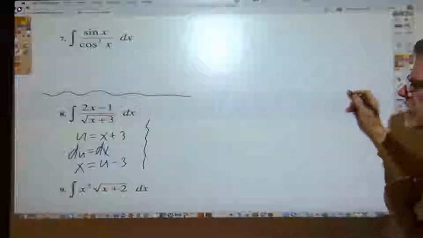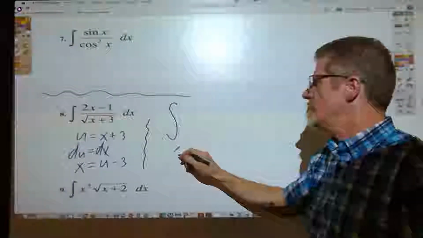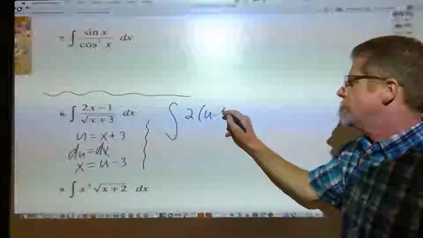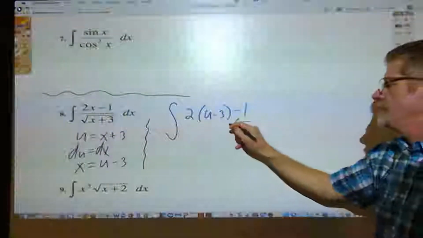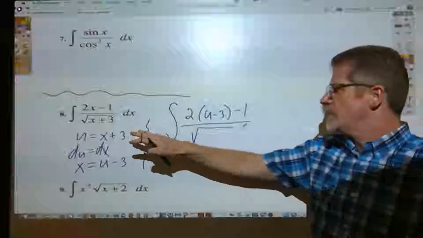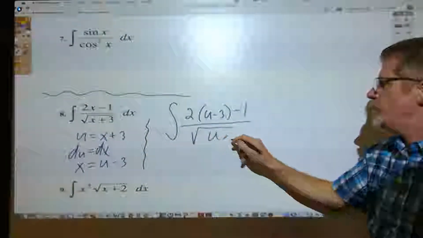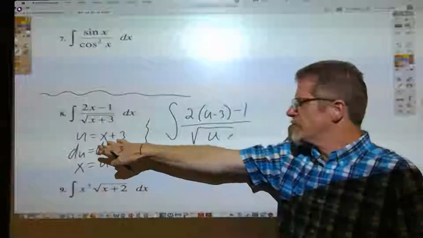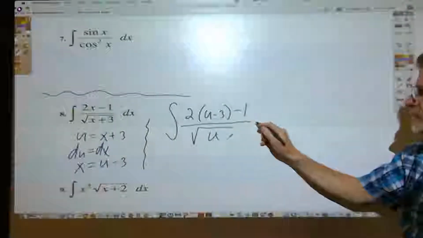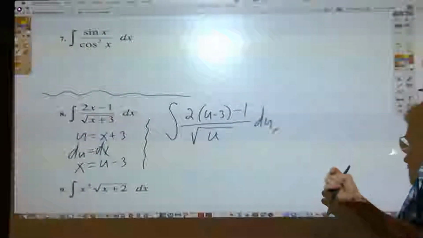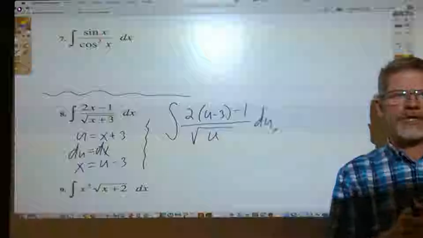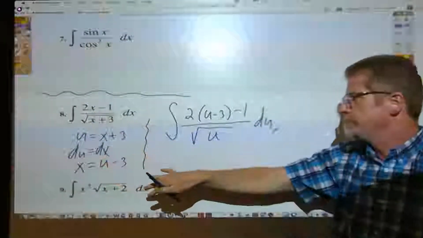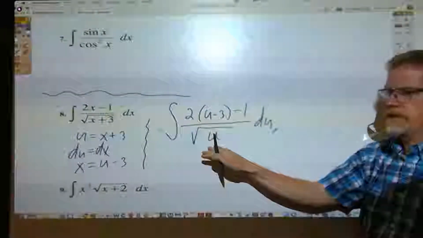Well, when we start taking inventory, I'm going to replace x with the quantity u minus 3, minus 1. I'm going to replace the quantity x plus 3 with u, and dx, according to my translation guide, gets replaced with du. Yeah, it did work. I successfully changed the integrand from an x-based integrand to a u-based integrand.